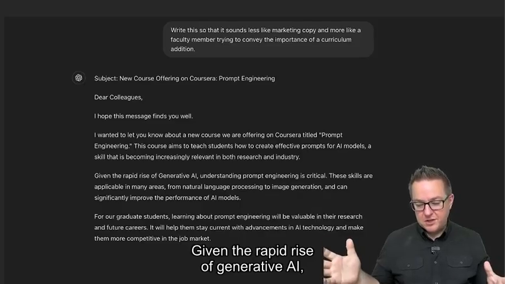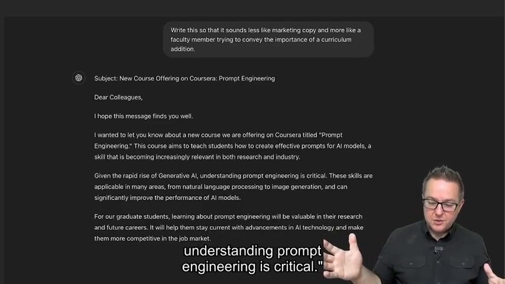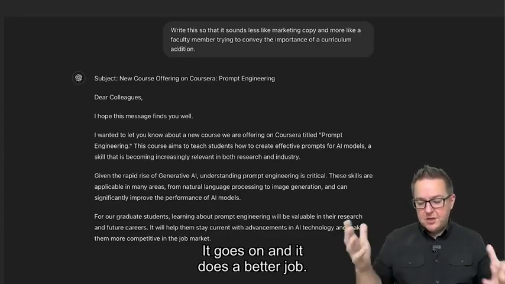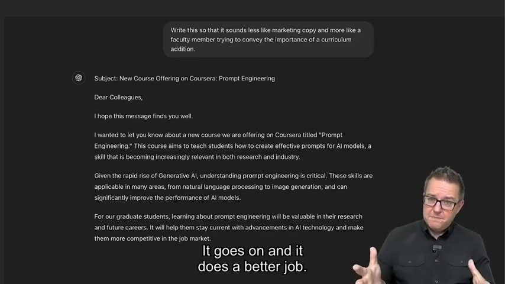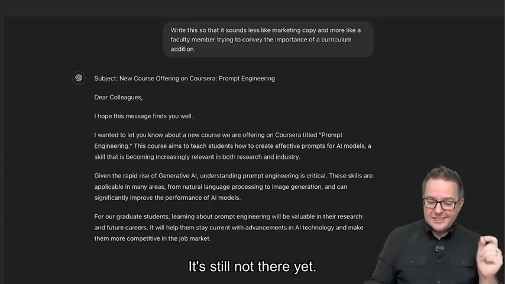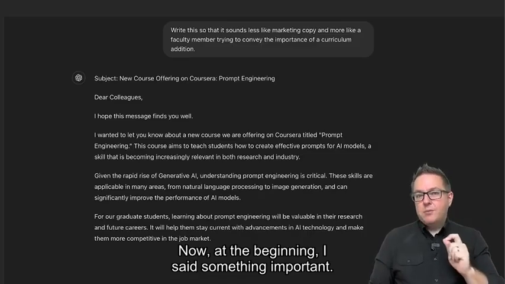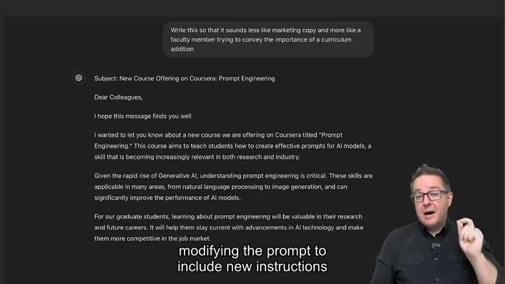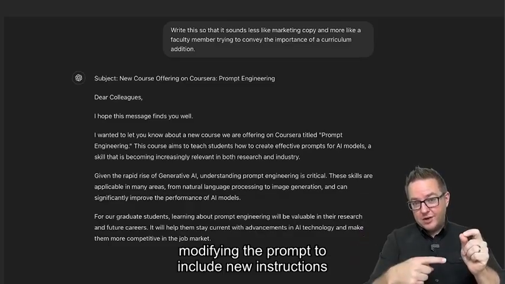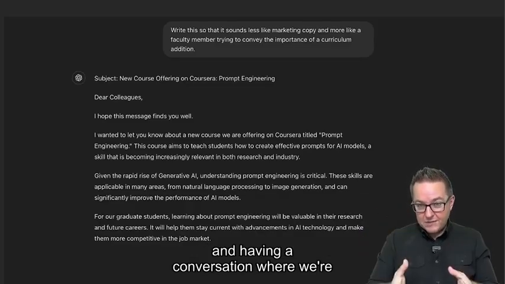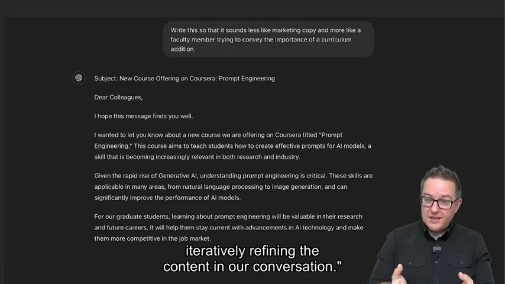Given the rapid rise of generative AI, understanding prompt engineering is critical. And it goes on and it does a better job. It sounds a little more like what I want. It's still not there yet. Now, at the beginning, I said something important. I said there's a difference between modifying the prompt to include new instructions and having a conversation where we're iteratively refining the content in our conversation.